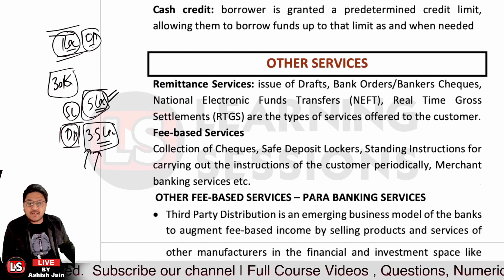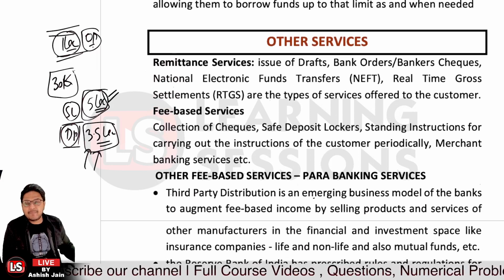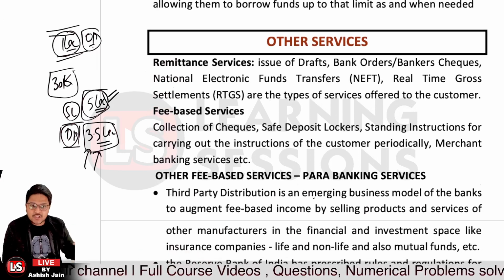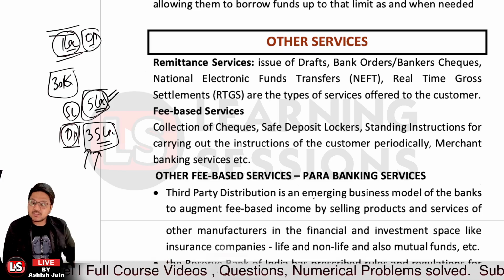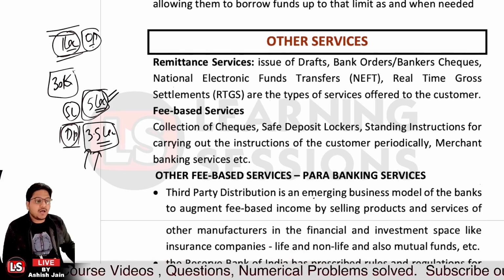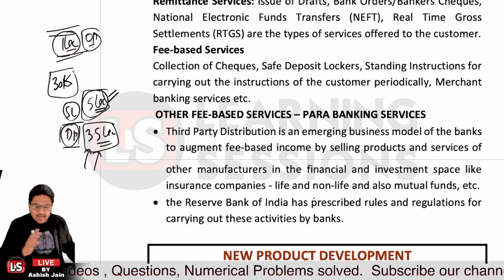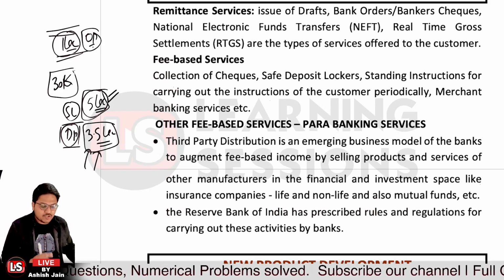And other fee-based facility or parabanking services may be allowed, like banks are emerging into bank insurance products. They are selling insurance products, they are selling mutual funds, and other things also, right? So these are the different types of products being offered by the banks.